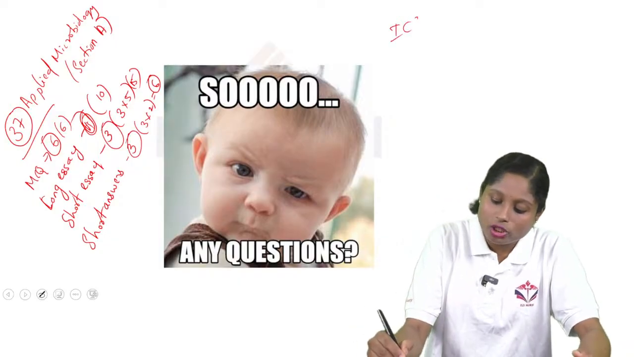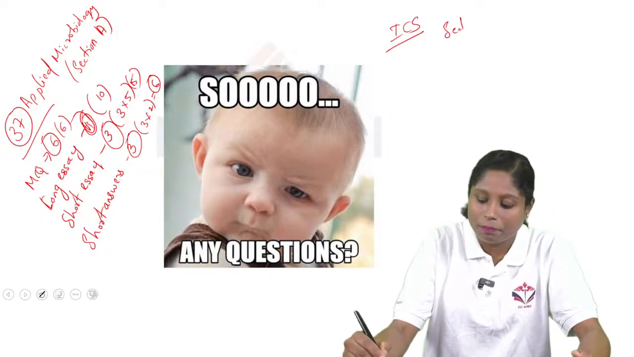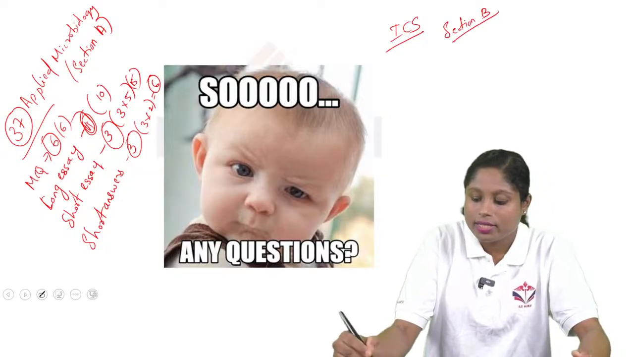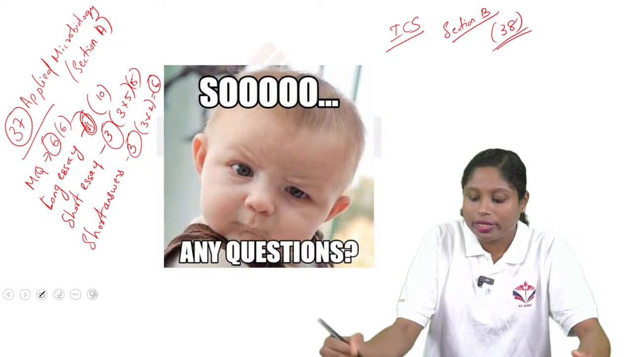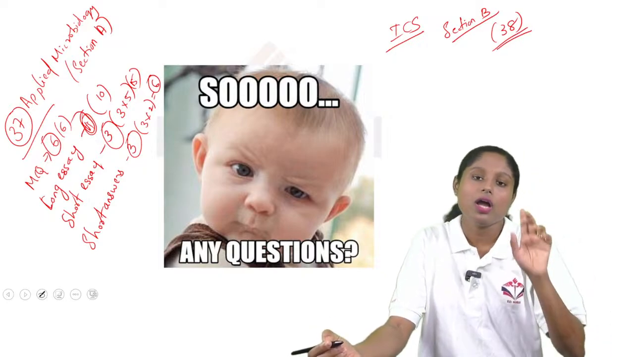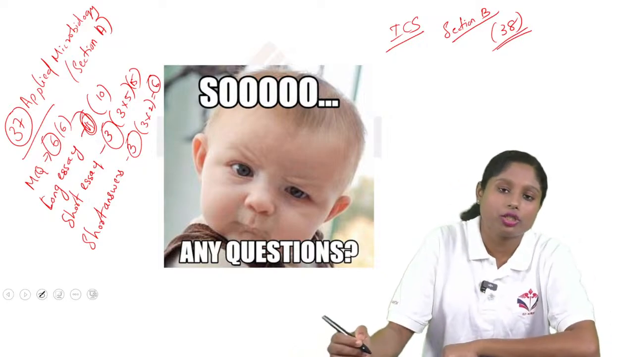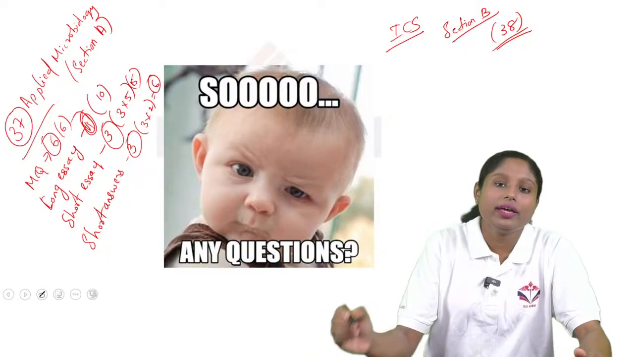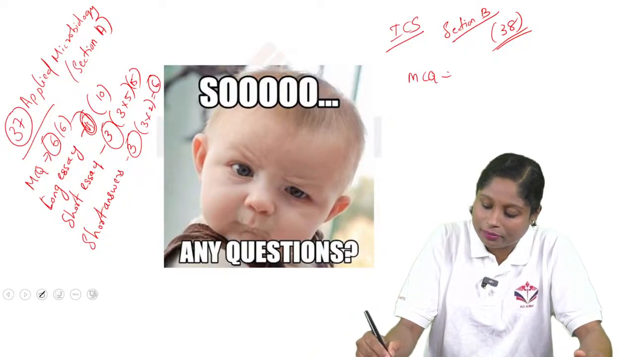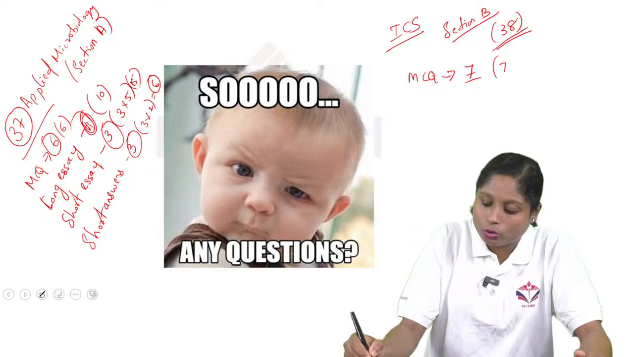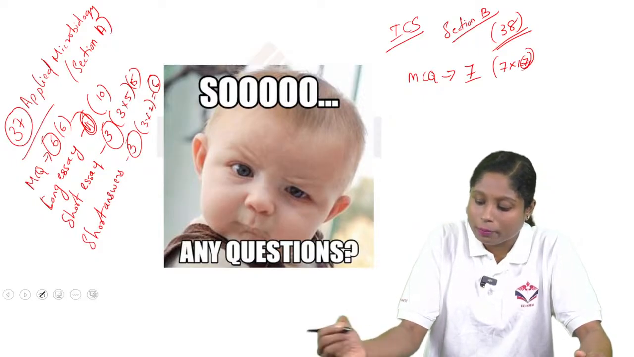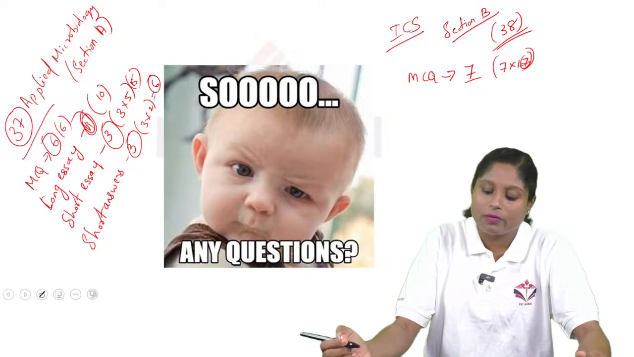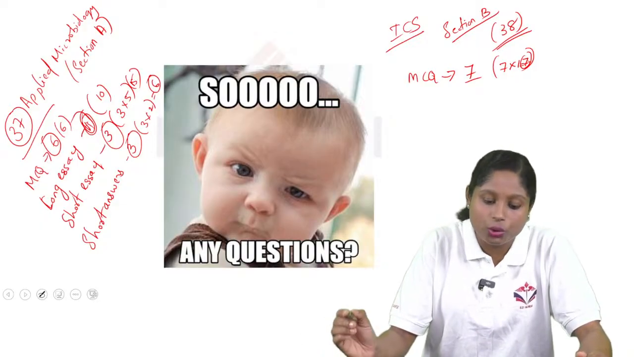Coming to infection control and safety, it is section B. That is carrying 38 marks. So total 75 marks: 37 for applied microbiology, and infection control is 38 marks. Here MCQs will be 7. So 7 into 1. So total 7 marks you will get, 1 mark for each question. So 7 marks you will get from the MCQs.